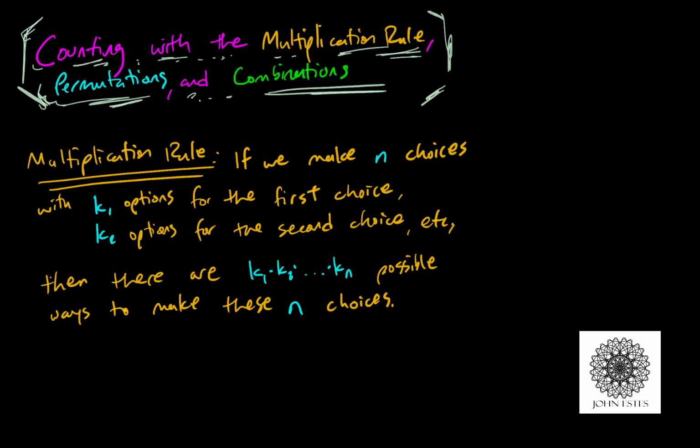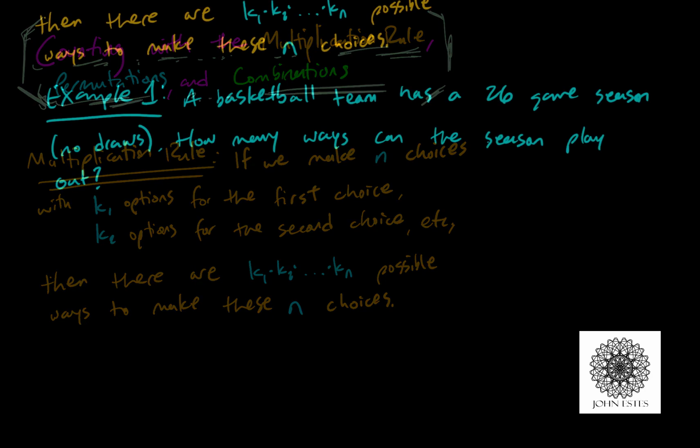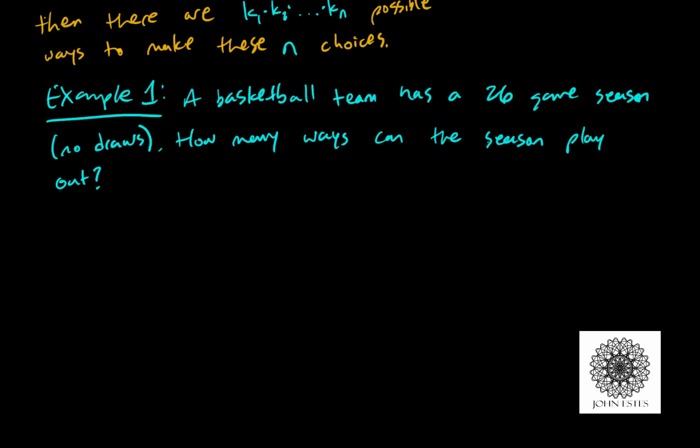What does that mean? Let me just give you an example. This will clear it up immediately. So here's a very common situation. We have a basketball team and they have a 26 game season, and we're not allowing draws here, okay? So you have to play the games, and there has to be a winner and a loser. The question is, how many ways can the season play out? And what we mean by that here is how many different possibilities are for wins, losses for the team.